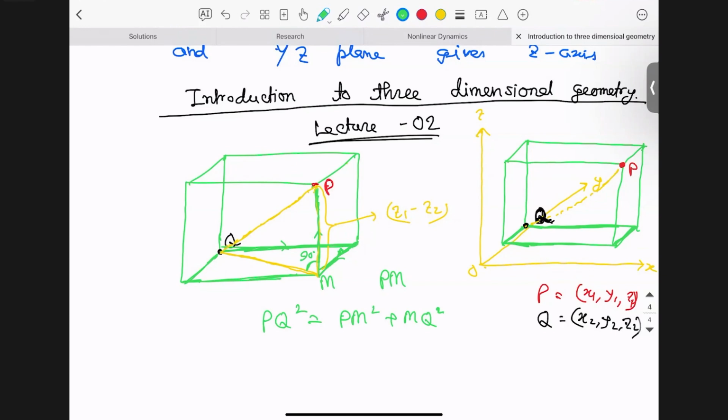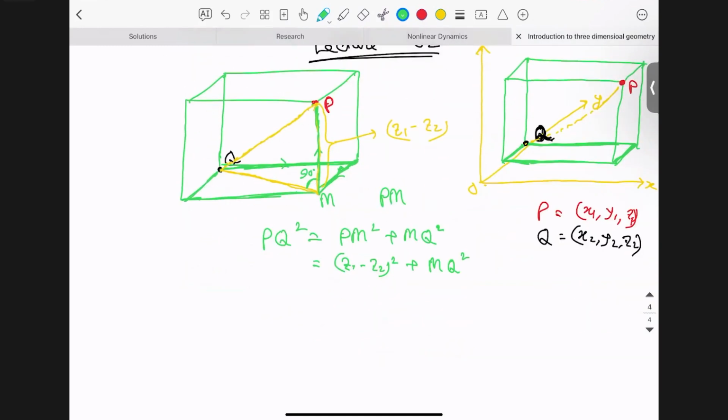Now, what is PM? PM is 0 minus Z whole square. Now we need to find what is NQ square. If I obtain this NQ square, then PQ square we obtain, and the positive square root of PQ square will give us the actual length of this line PQ. Now we need to find MQ. To find MQ, we will work with only the base.